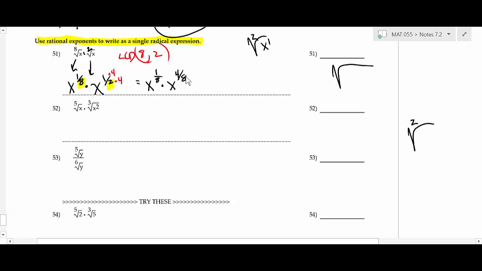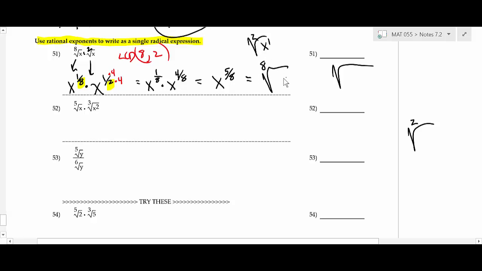Now you can go ahead. Can you add the exponents on this? Yeah, because the bases are the same, right? Like terms, x and x. So if you do that, you would have x to the 5/8, right? Now, if you change this back to a radical, which is the goal of the problem, what's the name of the radical? What goes there?